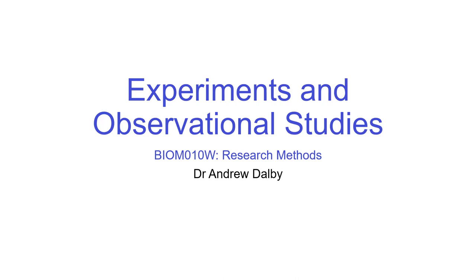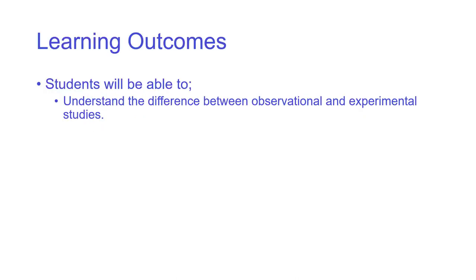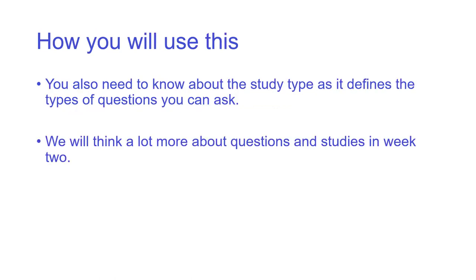The next important concept that you need to understand is the difference between experiments and observational studies. So, you need to know what the study type is, as it defines what kind of question you can ask. Because really, you're not supposed to ask questions about cause in observational studies. This is beginning to change, but it's still difficult. And it's part of the reason why it took so long to prove an association between smoking and cancer. But we'll think more about these kind of questions in week 2.